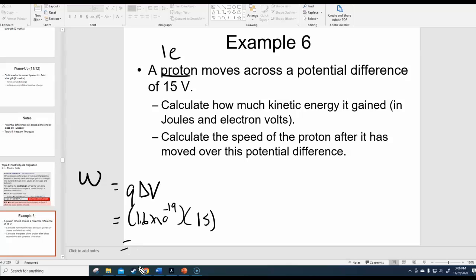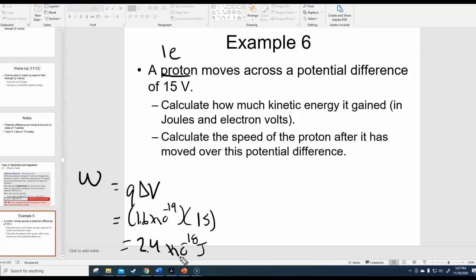Okay, and if that's how much work is done on the proton, that's also equal to how much kinetic energy the proton gains because of the work energy theorem. And we talked about that in the last video. Remember that the concept of work is energy added or removed from an object. Okay, so when we say that the amount of work done on the proton is 2.4 times 10 to the negative 18 joules, what we're really saying is that's how much energy was transferred to the proton.